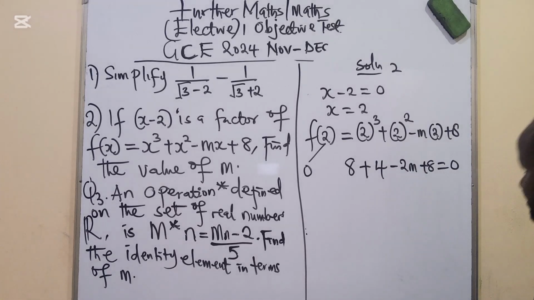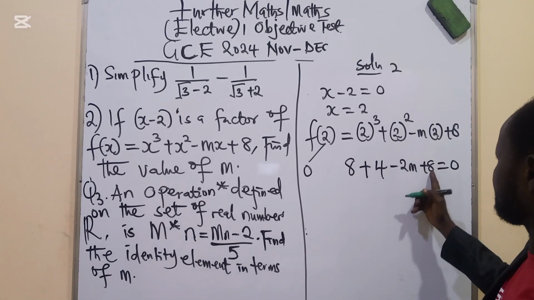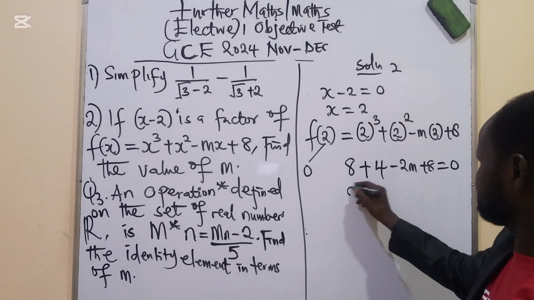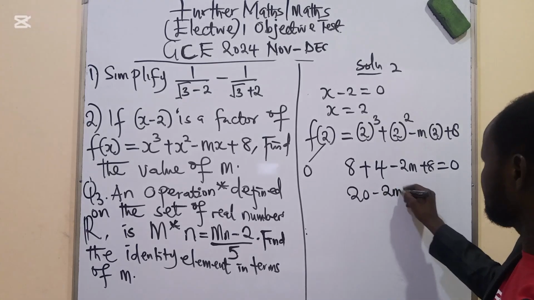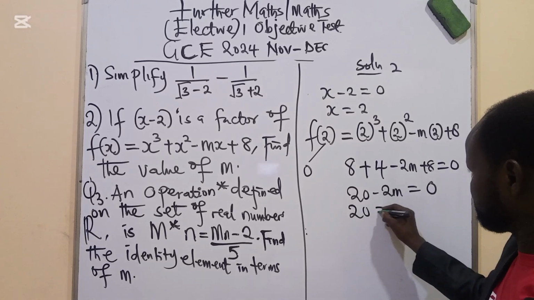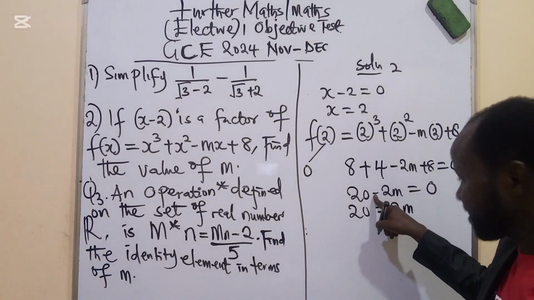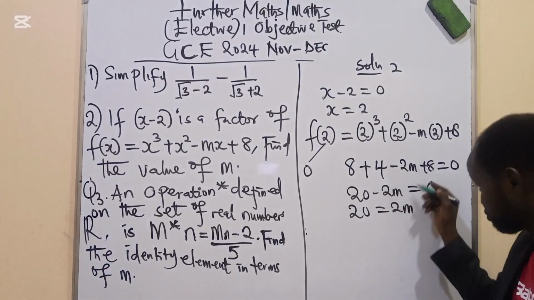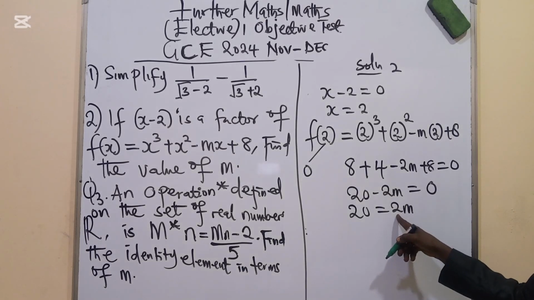Let's solve for m. 8 plus 4 plus 8 is 20, so that will be 20 minus 2m equals 0. Let's collect like terms here. 20 will be equal to 2m, because this is minus 2m, and when minus 2m crosses the equal sign, it will be positive 2m.